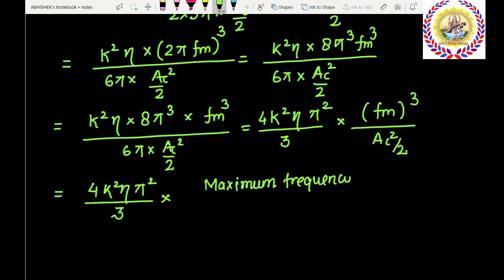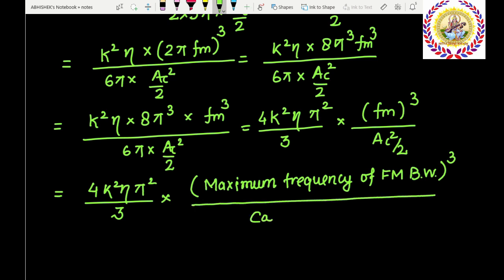Actually, this is the message frequency, the maximum frequency of the message. So this is the maximum frequency, or bandwidth, of the input message m(t) whole cube divided by the carrier power. Point to be noted, this fm is the maximum frequency of the message.